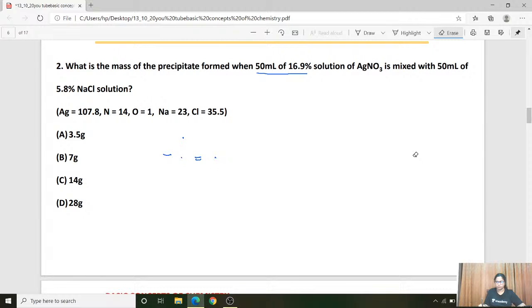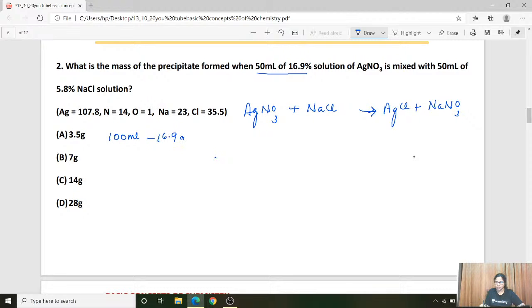We'll go to question number 2. What is the mass of the precipitate formed when 50 ml of 16.9% solution of silver nitrate is mixed with 50 ml of 5.8% NaCl solution? In this reaction, silver nitrate is reacting with sodium chloride. You know silver chloride is formed and sodium nitrate, NaNO3, is formed. Now it is given that 50 ml of 16.9% solution of silver nitrate is mixed. So what is 50 ml of 16.9%? That means in 100 ml you have 16.9 gram. So in 50 ml, how much? Half of it, students.